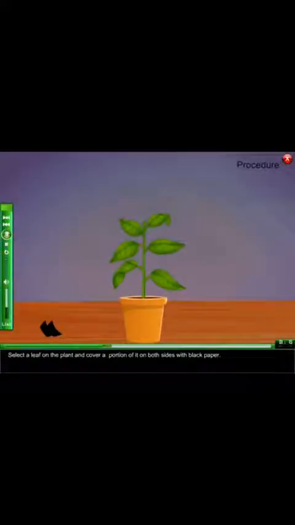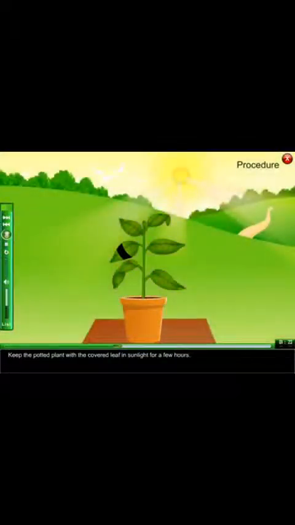Procedure: Take a healthy potted plant and place it in dark for about 72 hours so that the leaves become free from starch. After 72 hours, select a leaf on the plant and cover a portion of it on both sides with black paper. Keep the potted plant with the covered leaf in sunlight for a few hours.